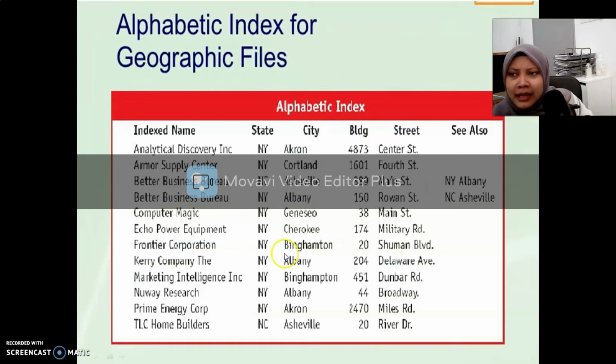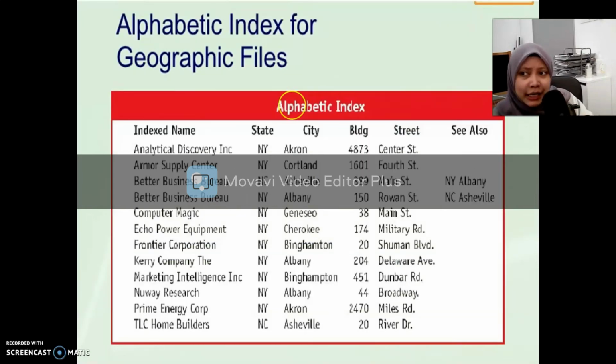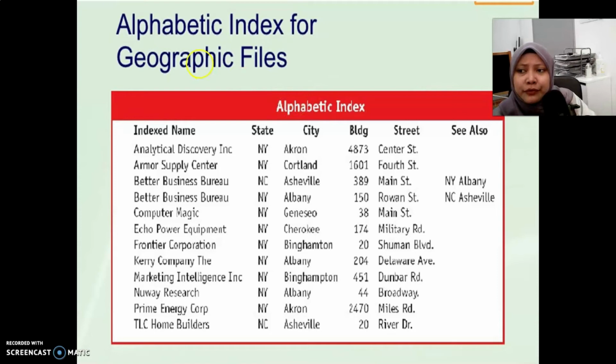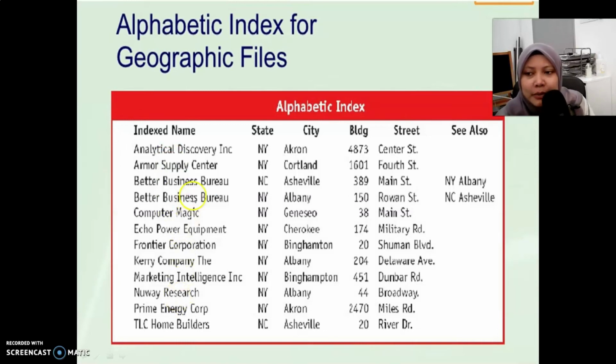Alright, and this is another example. Just now this was the numeric geographic file, meaning they combine geographic and also numeric. But here it is mainly a geographic file, which begins with the name, the correspondent name. Nama orang, we have the business name and also the personal name. As you can see here, all of these are names of companies, what we call a business name.